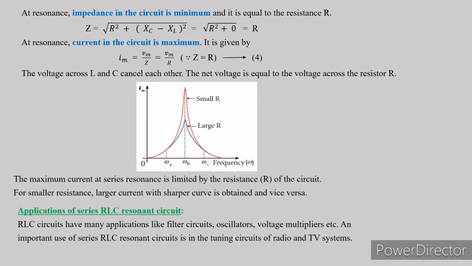Now you can look at the graphical representation. The frequency is increased from 0 through omega 2, omega naught and omega 1. At a frequency omega equal to omega naught, you can see that the current Im is maximum. There are two curves, one shown in red for which the resistance R is small, and the other, the blue colored curve, for which the value of R is large. The maximum current at series resonance is limited by the resistance R of the circuit. For smaller resistance, larger current with a sharper curve is obtained and vice versa.